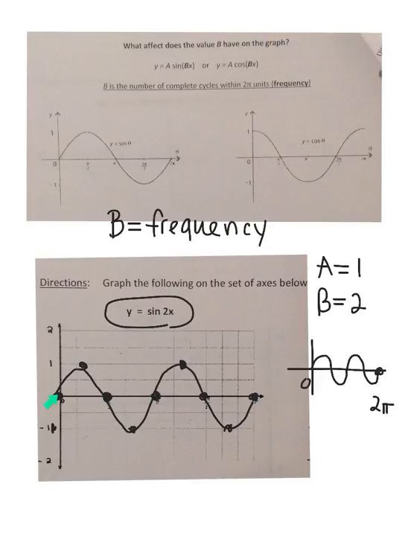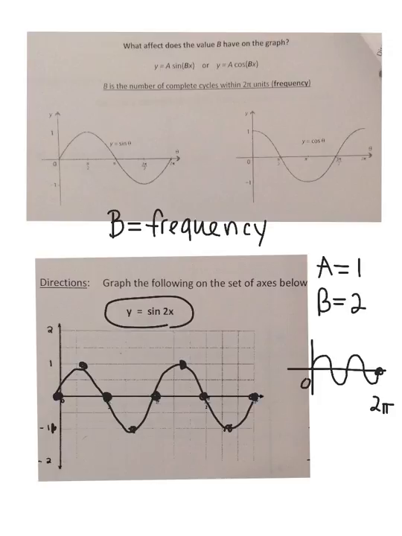Well, how long does it take to complete one cycle? Look at how long it takes, all the way to pi. Okay? Now, we can use the formula if you look at the bottom of page 2. And let's use the formula to find the period of the graph.